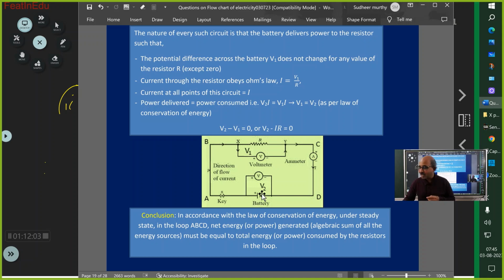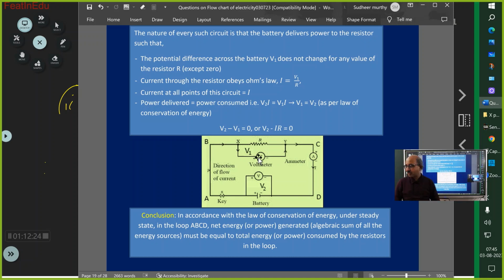So total energy per coulomb becomes voltage. So the algebraic sum of the voltages, what did I say? Now understood the meaning? Yes, sir. Algebraic sum of the voltages in a closed loop, what do you call this? Closed loop is 0. Yes, sir. So that is V1 minus V2 is equal to 0.